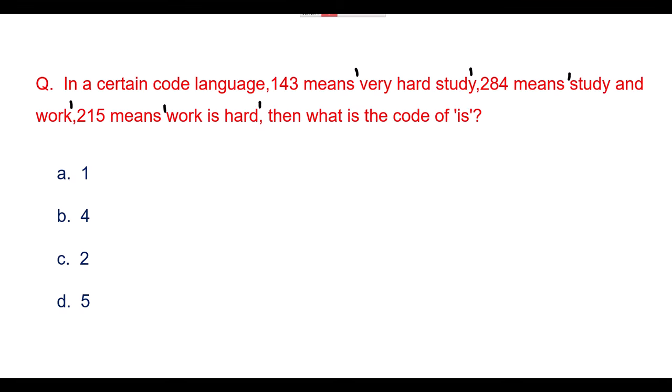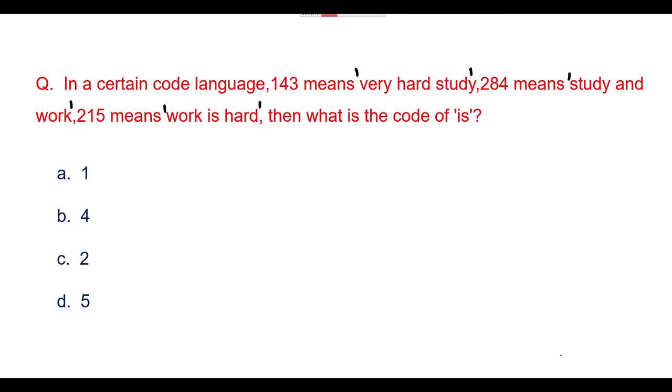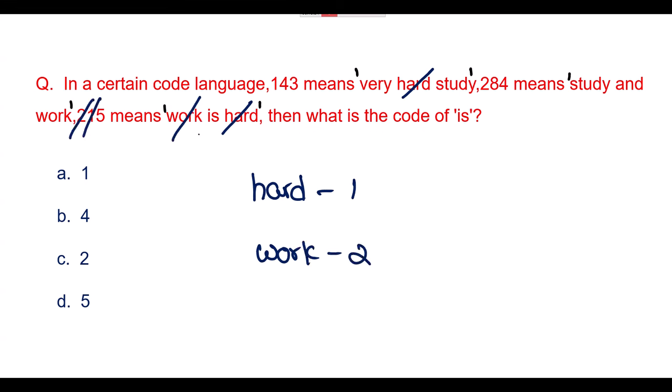Right, so if you compare, hard is there in first and last. First and last common number is 1. It's all about comparison. Hard is gone, 1 must be removed. Hard is 1. Okay. Then work. If we compare second and next one, work is nothing but 2. So work gone, 2 gone, 1 gone already. So definitely ease must be 5. Ease is nothing but 5.